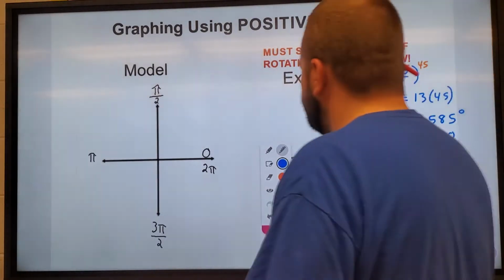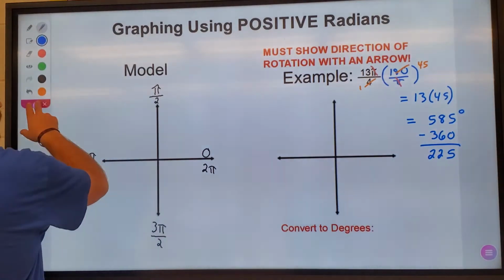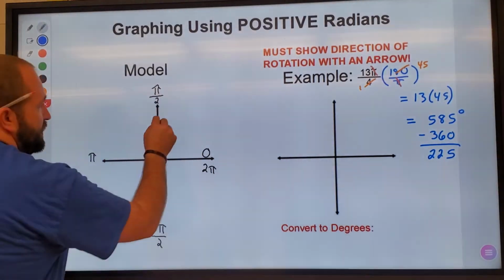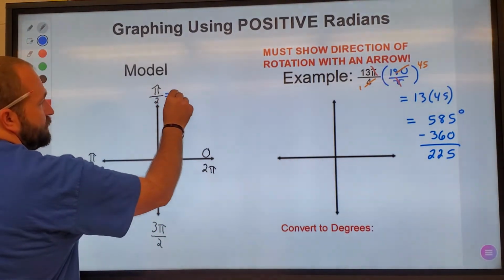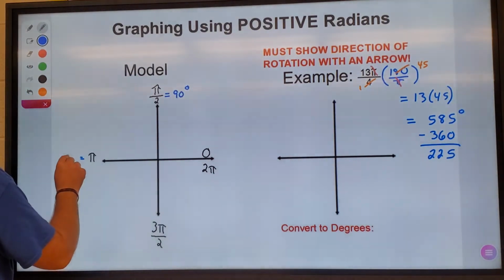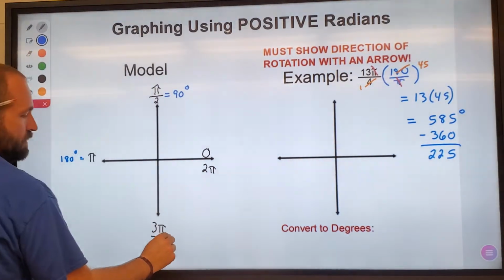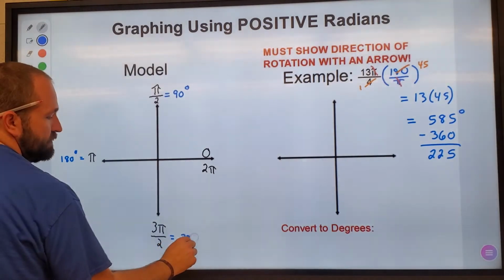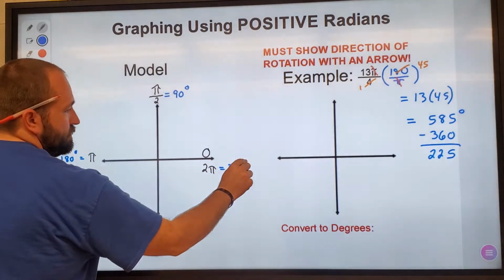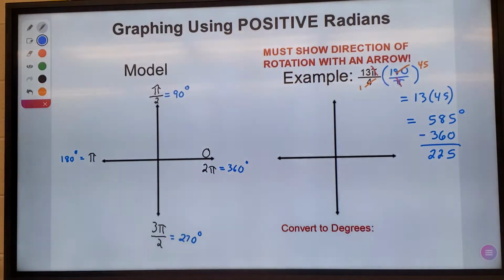So here, notice that my model has this written out as radians. But again, I can just change that. So this is now 90 degrees. This is 180 degrees. This is 270 degrees. And this is 360 degrees. Okay. So understand the relationship between all of these.